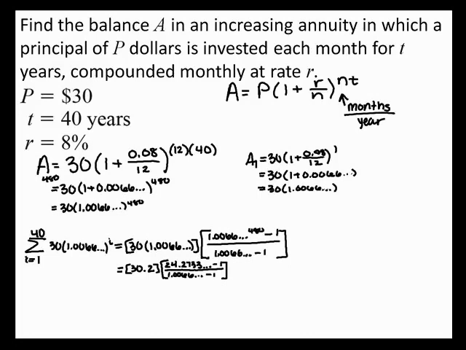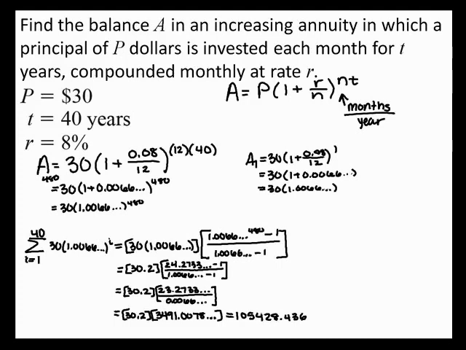Simplify 24 and 2,733 10,000ths minus 1, over 1 and 66 10,000ths minus 1. Simplify 23 and 2,733 ten-thousandths divided by 66 ten-thousandths. Simplify 30 and 2/10 times 3,491 and 78 ten-thousandths. Round your answer to 2 decimal places. You find the balance to be $105,428.44.